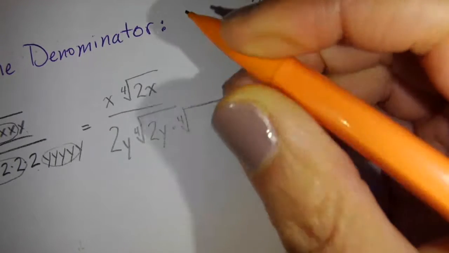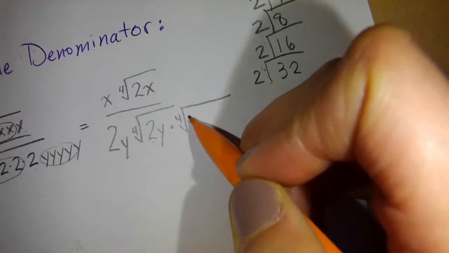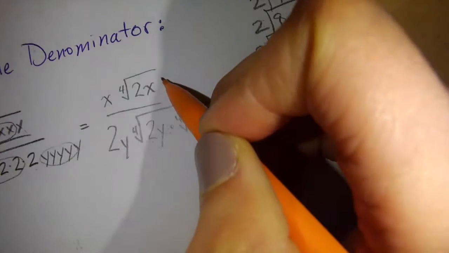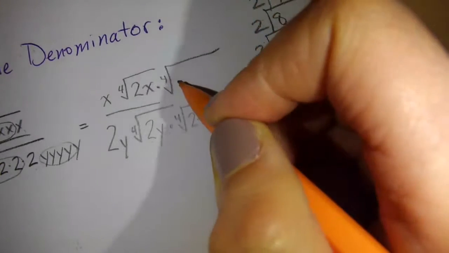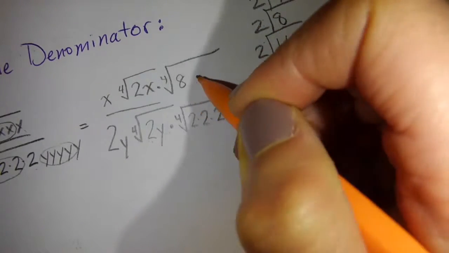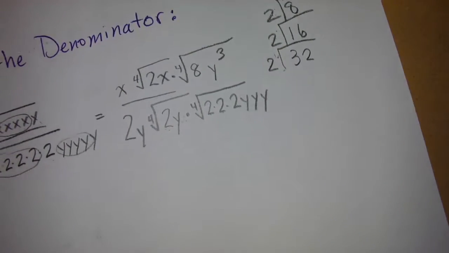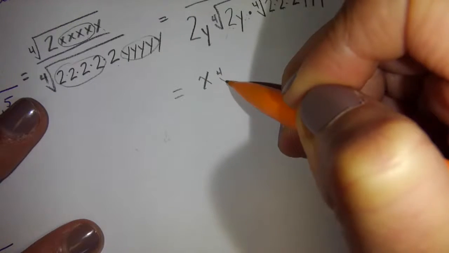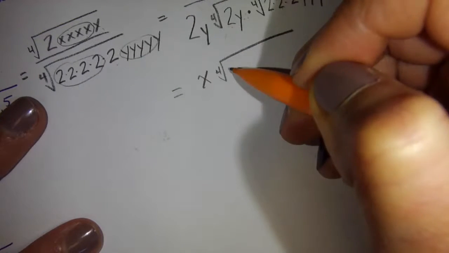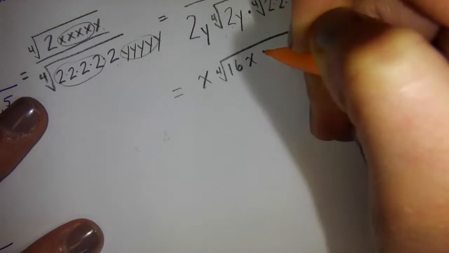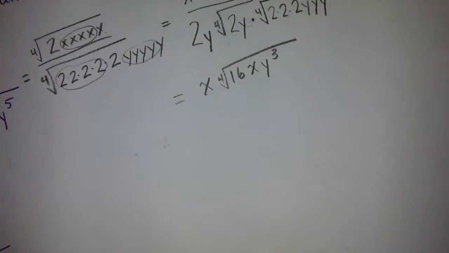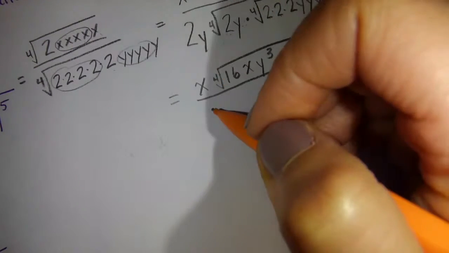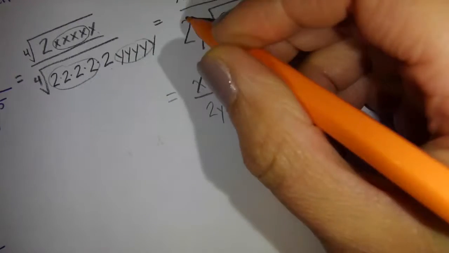I multiply by the same root, and I have 1, 2, so I need 3 more 2's and 3 more y's. Whenever I multiply on the bottom, I have to multiply on the top. 2 times 2 times 2 is 8, y to the third. So my answer here on the top will be x, fourth root, of 8 times 2 is 16, x, y to the third, and then that's over 2y is what came out of the root here.